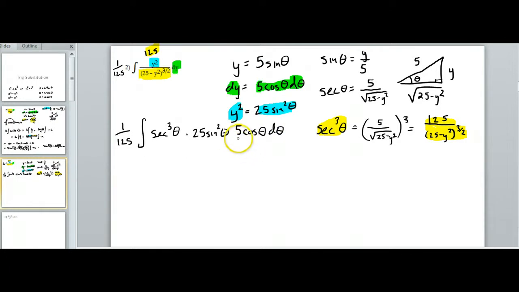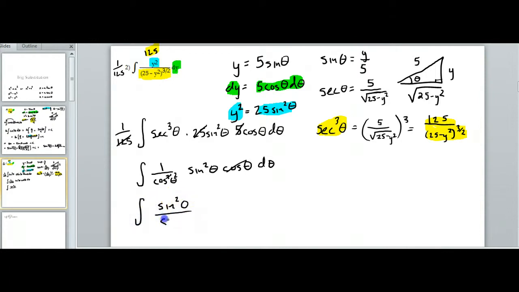Alright, now a couple of good things happen immediately. One, your 5 and your 25 multiply to 125, so they wipe that out. Alright, and then remember, secant is 1 over cosine. So this is sine squared theta cosine theta d theta. So this cosine will wipe out one of these cosines, and we got a cosine squared, and so we're left with a sine squared theta over a cosine squared theta d theta, which is tangent squared.